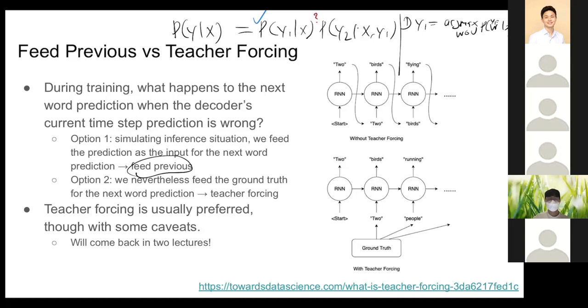Then we basically use this here. We just bring this to here. And then you try to predict y2. But what if our y1 is wrong? Then you're basically trying to predict y2 with the wrong y1. Because we're trying to solve this second probability independently, this problem better be well-defined. But if y1 is wrong, then it's kind of ill-defined. So you might want to consider option two, which is we nevertheless feed the ground truth for the next word prediction, which is called teacher forcing.